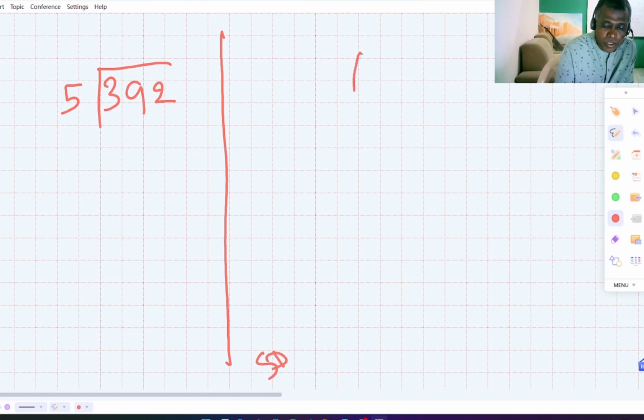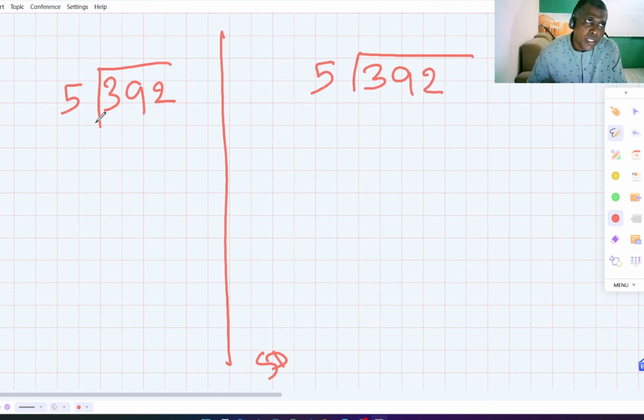Here the same one I am doing, 392. You have to divide by 5. First you want to divide 3. Is it possible to divide? No. That means you go for 39. 39 divided by 5. You get the 5 table: 5, 10, 15, 20, 25, 30, 35, 40. Can you get 40? No, I can't get 40. That means I can't get 8. That is coming with 7.